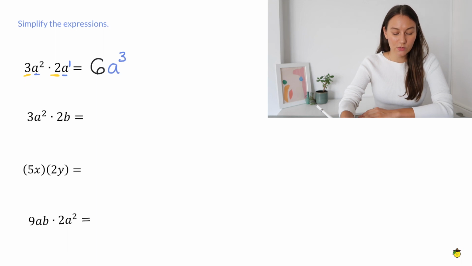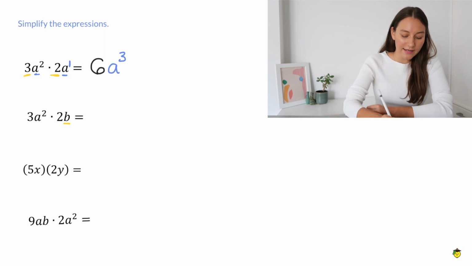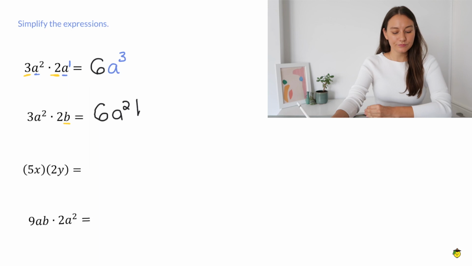So now we have 3a squared times 2b. What did I do? I changed that second variable. So how does my answer change? Well, in this case, we can't put the a squared and the b together. They have a different base. One has a base of a, one has a base of b. We can't put them together. But we can put the 3 and the 2 together. So what we get is 3 times 2 is 6, a squared b.